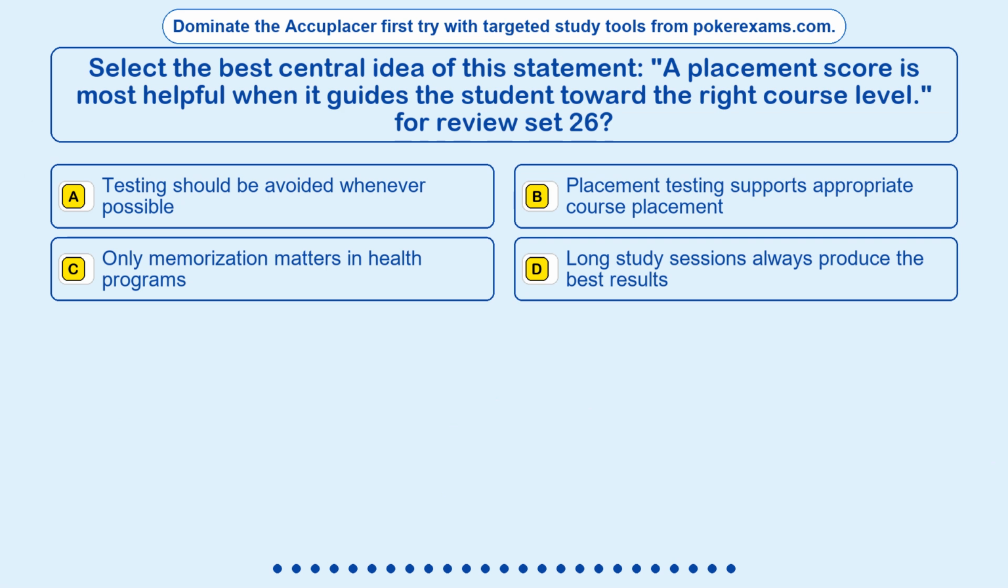Question 13. Select the best central idea of this statement. A placement score is most helpful when it guides the student toward the right course level, for review set 26. Option A. Testing should be avoided whenever possible. Option B. Placement testing supports appropriate course placement. Option C. Only memorization matters in health programs. Option D. Long study sessions always produce the best results.